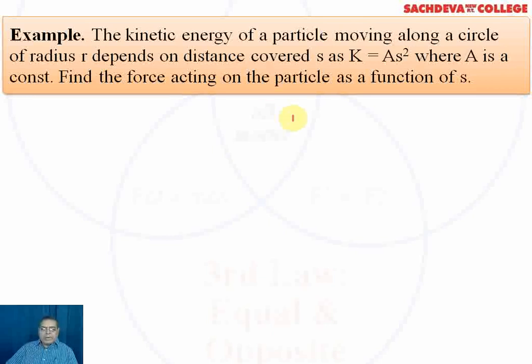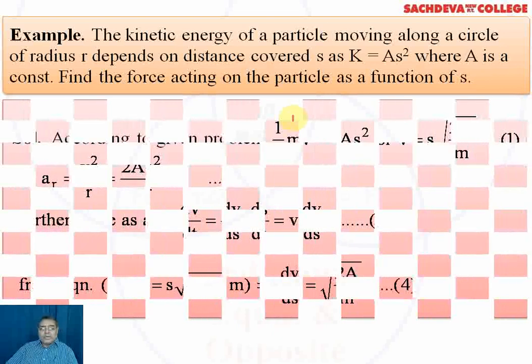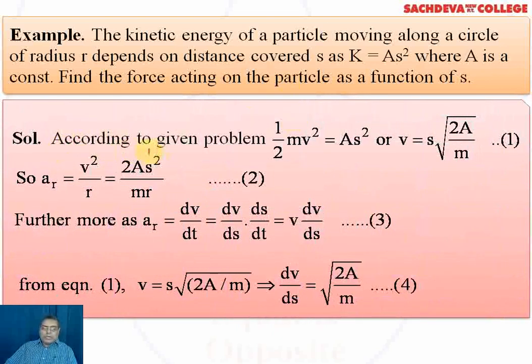These facts are to be applied in the question. The formula of kinetic energy is half mv square. According to the given problem, half mv square, that is kinetic energy, is equal to as square, where a is constant. From this function, we get the value of v. First of all, we find v square, and v square will be 2as square over m. Then we take the square root, and the velocity will be s under the root 2a over m. We mark this as equation 1.